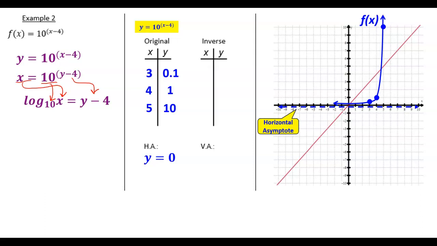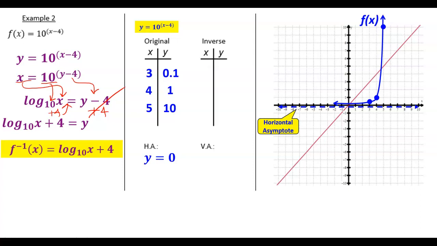Once you've done that, then you need to still solve for y. Do you see how there's a minus 4 here? Minus 4, gotta go. How do you get rid of a minus 4? The opposite of minus 4 will be plus 4 on both sides. So that'll be after the whole log. Now that y is by itself, you can rewrite it as an inverse function. F inverse of x equals log base 10 of x plus 4.